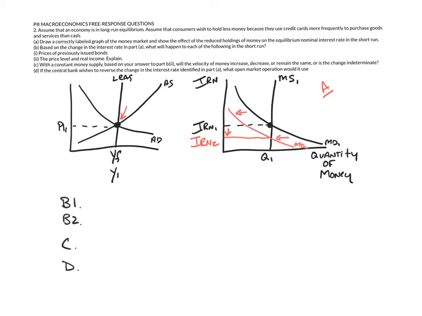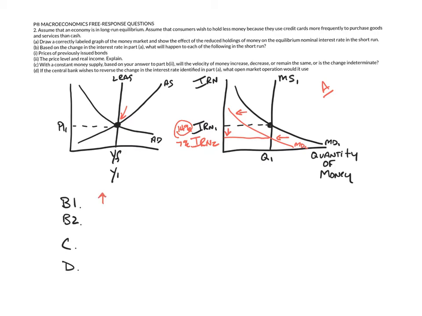Then it says in B, based on the change in the interest rate in part A, what will happen to each of the following in the short run? Well, prices of previously issued bonds. Let's say up here they were 14%. They were paying back 14%, and now they're paying 7% back. Well, the key is people are going to want more of these, so they're going to be willing to pay more for those, and therefore the prices of bonds themselves will increase.